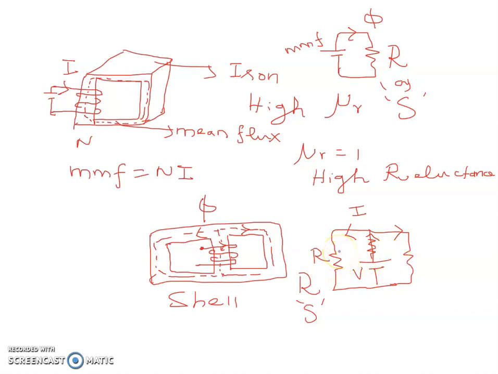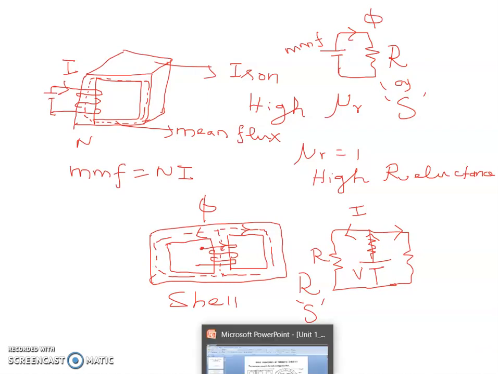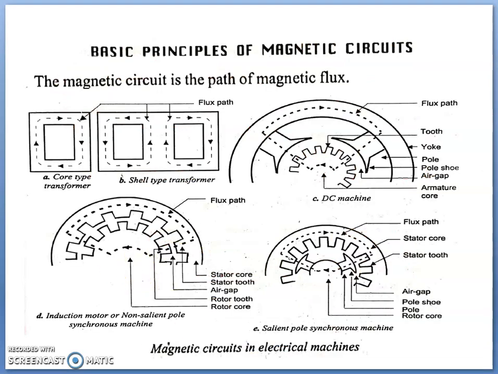So this is how the magnetic circuit we have already studied. I am just giving a recap. Okay. So this is the magnetic path in the core type transformer, and this is the magnetic path in the shell type transformer. And the next machine we are going to study is the DC machine.